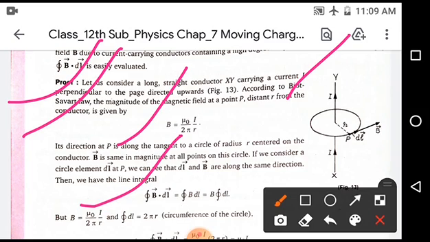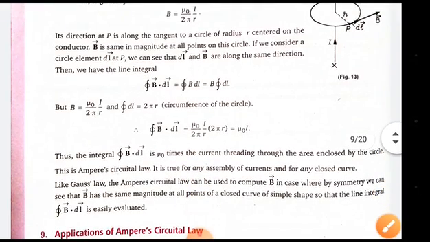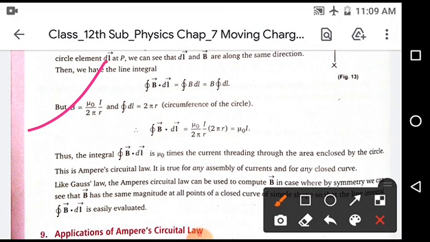Now, the line integral of B into dl is equal to the integral of B into dl. B is a constant, so we take it outside: B into integral dl. On putting the value of B, we get mu naught upon 2 pi times I upon R, and integral dl is equal to 2 pi R, because on integrating the small lengths we get the total length, which is the circumference of the circular loop, 2 pi R. So on putting the values we finally get mu naught I.